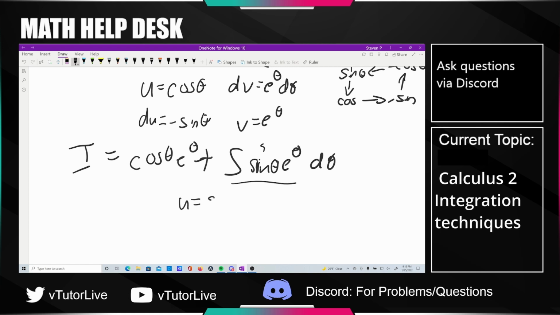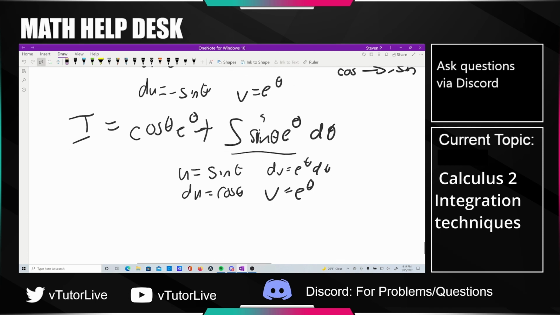And we're going to choose u to be sine theta. So du becomes cos theta. dv is equal to e to the theta d theta. And v is just e theta. And what happens here is I is going to be equal to cosine theta e theta. I'm just copying this over.